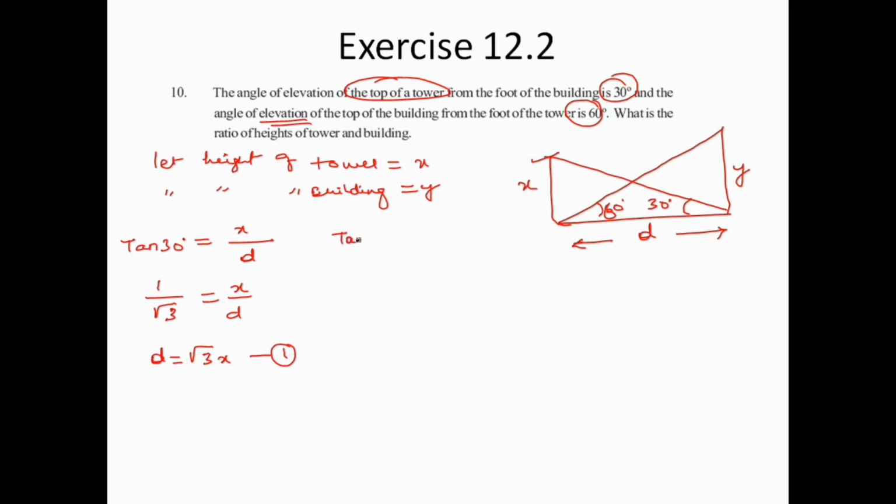So similarly, let me write tan 60. Tan 60 is y by d, and the tan 60 value is taken as root 3, which equals y by d.